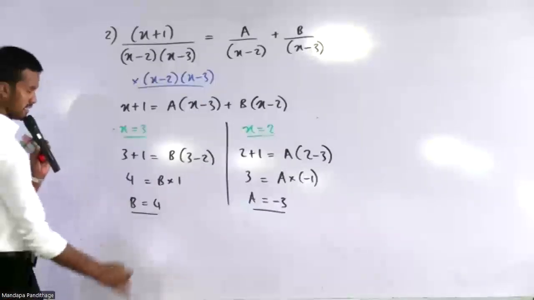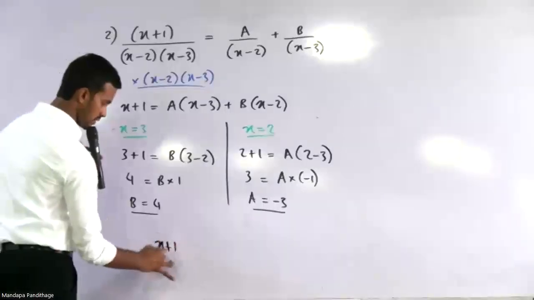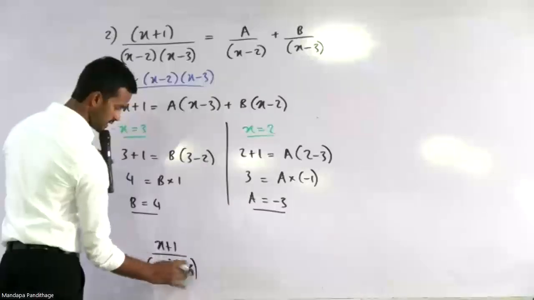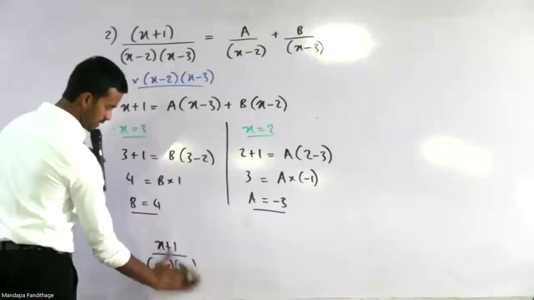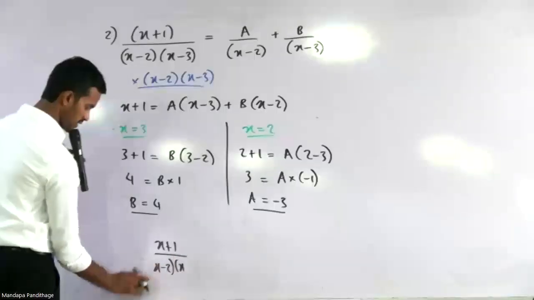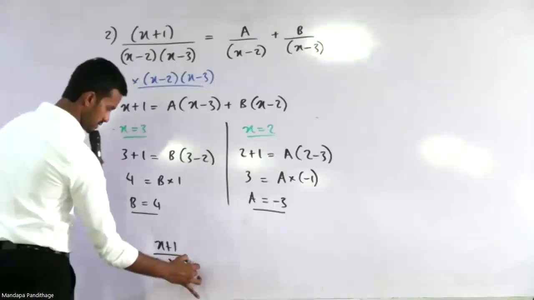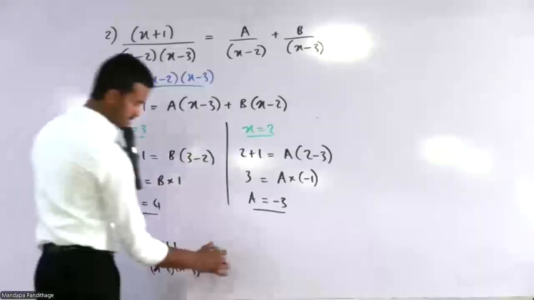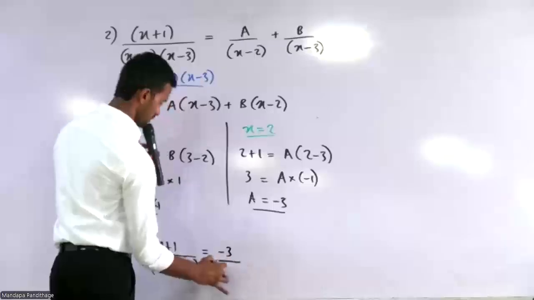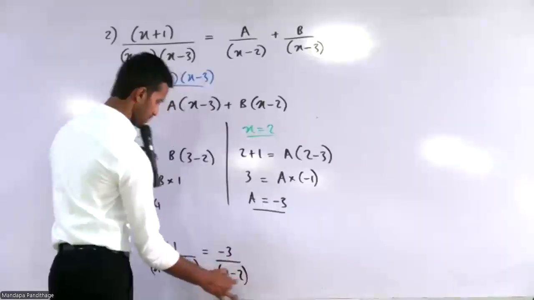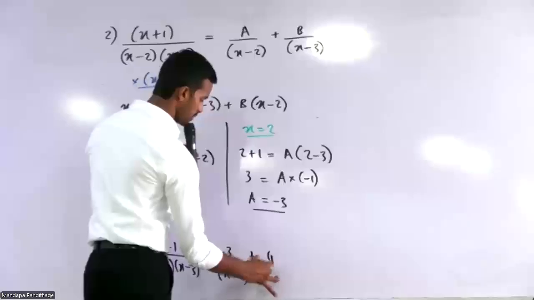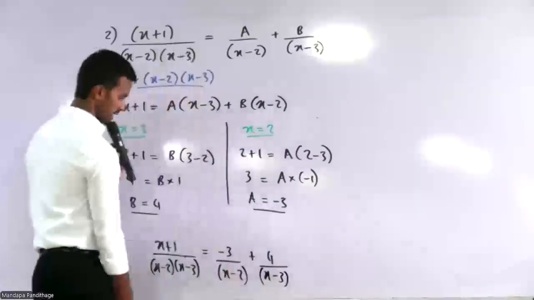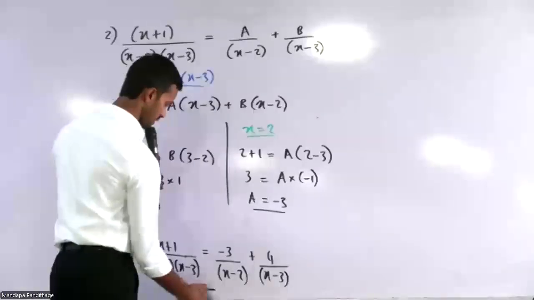Then you can write the final partial fraction: x plus 1 over x minus 2 and x minus 3 is equal to, what is a? A is minus 3 over x minus 2. What is b? It's 4 plus 4 into x minus 3. Clear? So then I can get this answer in this way.